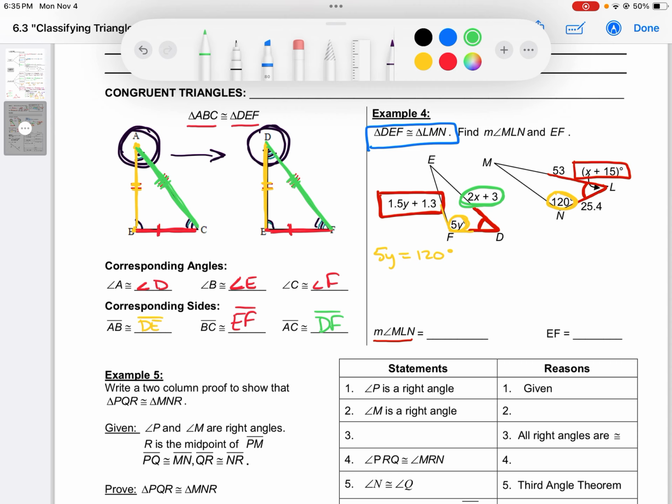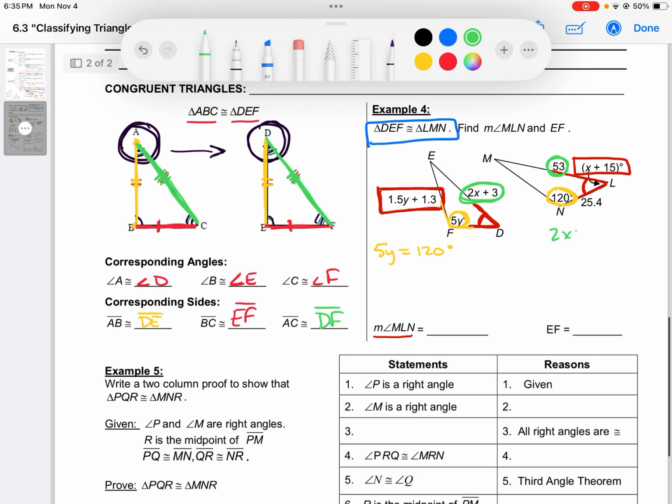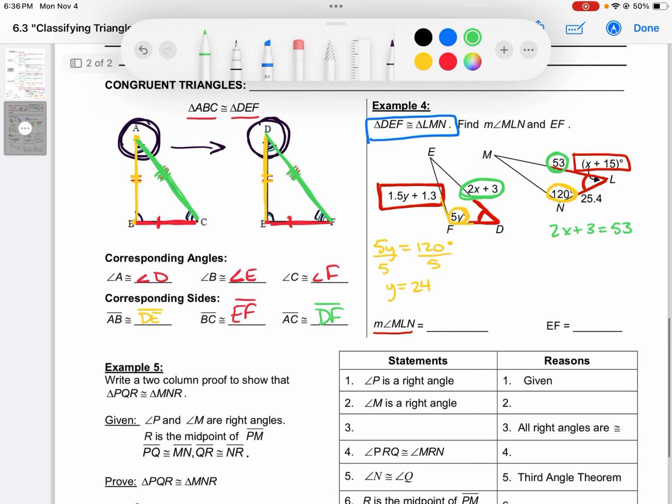And then also, if I look at the hypotenuse right here, 2x plus 3 is going to equal the hypotenuse of the other triangle, which is 53. And so if you notice, those two allow me to solve for y and x. Subtract 3, divide by 2. And now that I have an x and a y, I can plug those in to find these missing things.